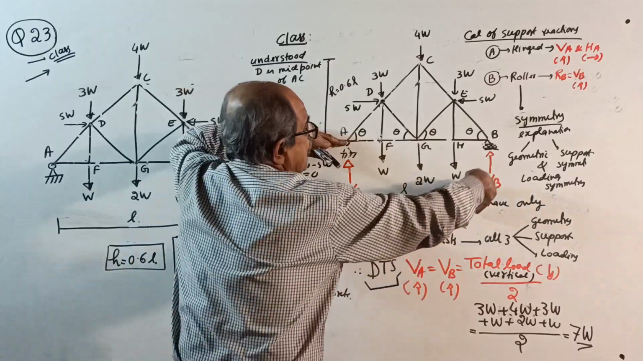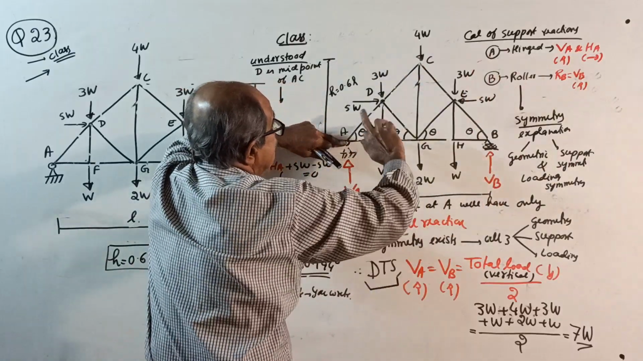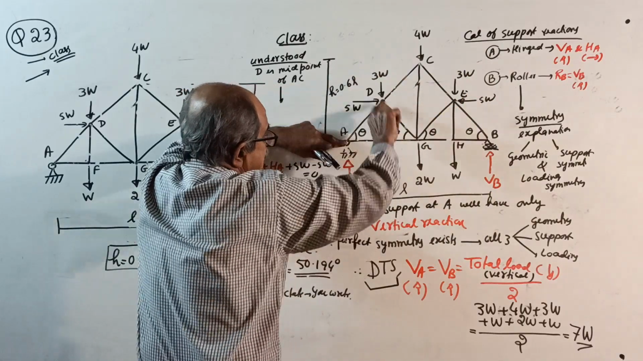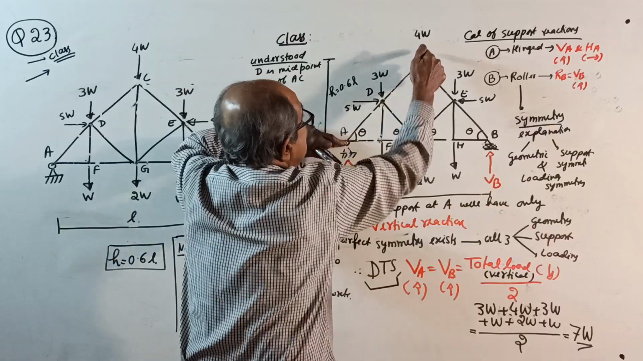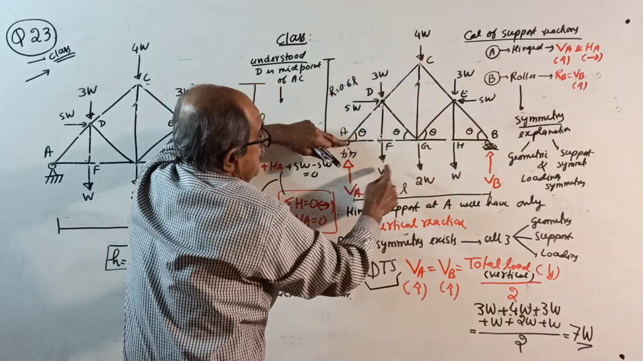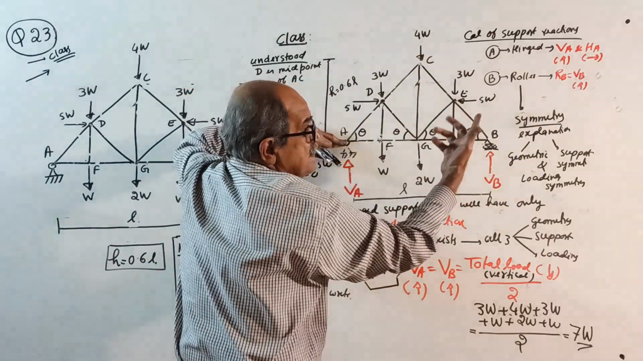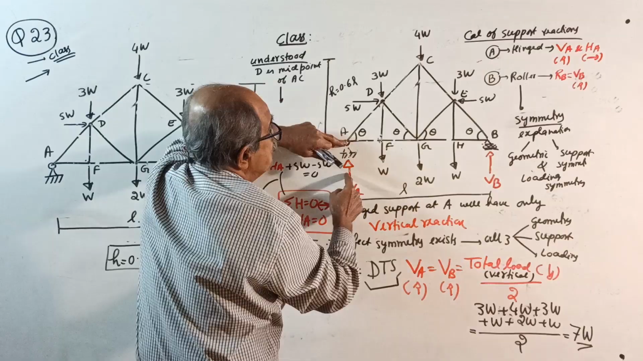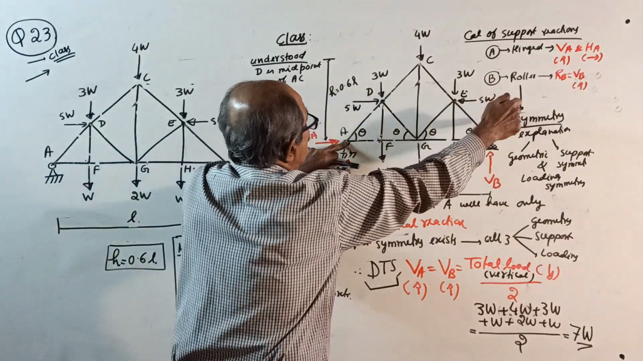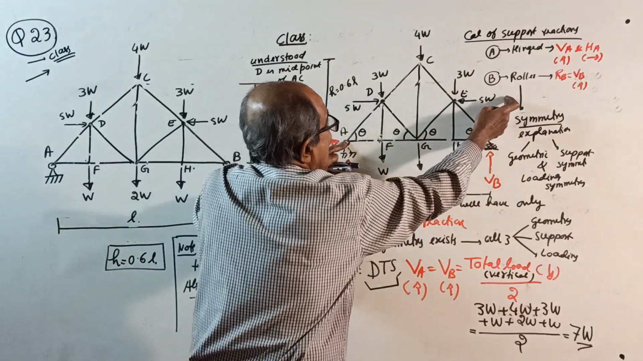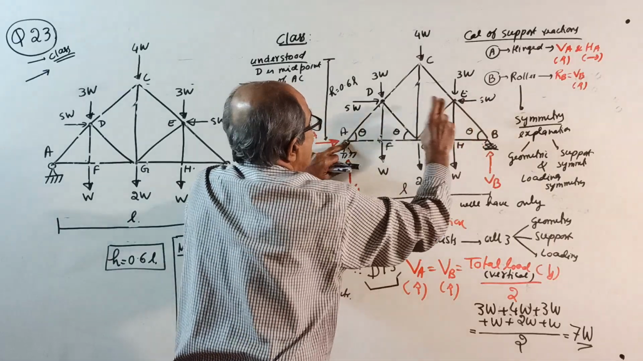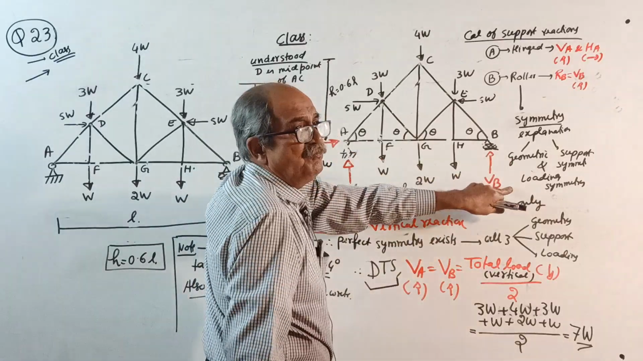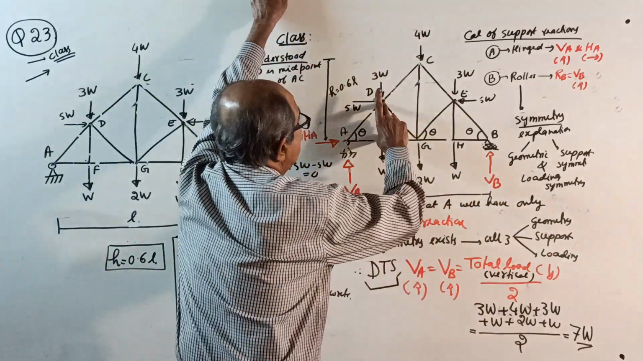So if you take moment, minus VB into L, suppose symmetry is not there, then this load and this load into L by 4, these two loads into L by 2. These may be separate, different loads. Both the loads into 3/4 L, 5W into this height, and whatever other load is there into the same height, equal to 0. You get the value of VB. So you require this height.